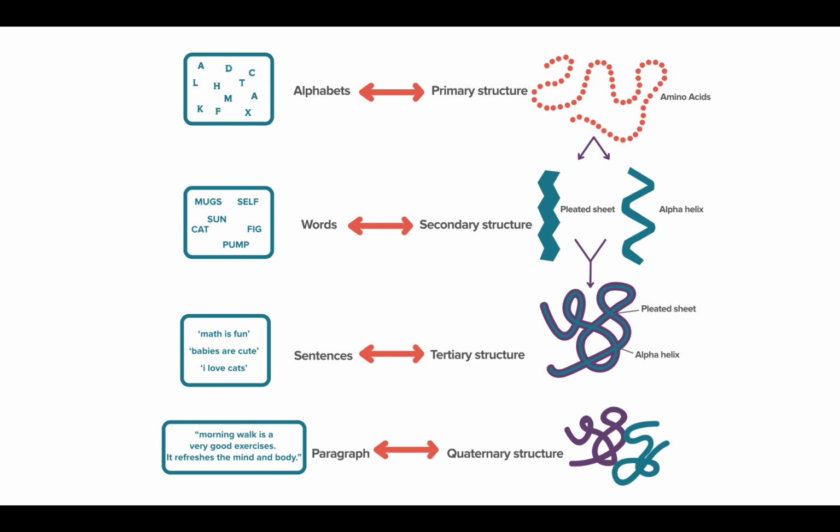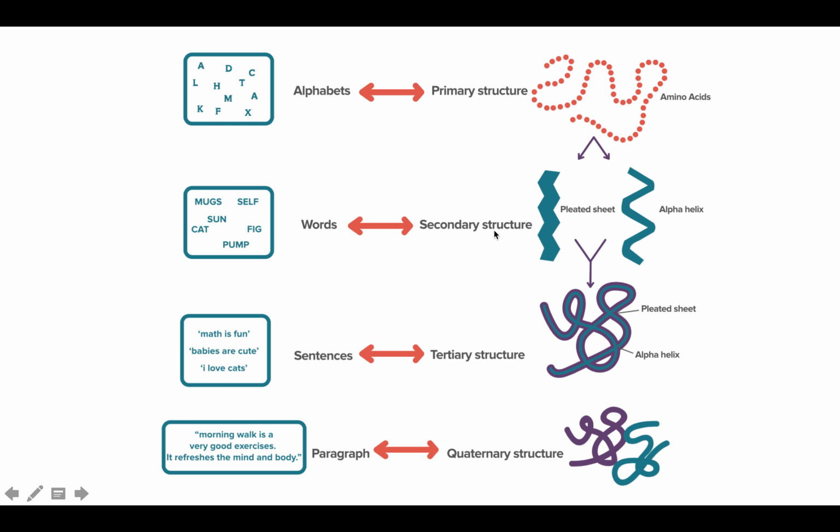So here's another way to visualize the protein structure, as well as an analogy that I quite like. So the primary structure is like letters in the alphabet. It's just a chain of amino acids. You can't really communicate anything with just letters. Just like you can't really do anything with a polypeptide. It's just a chain, right? It doesn't have shape yet. It doesn't have a function yet.